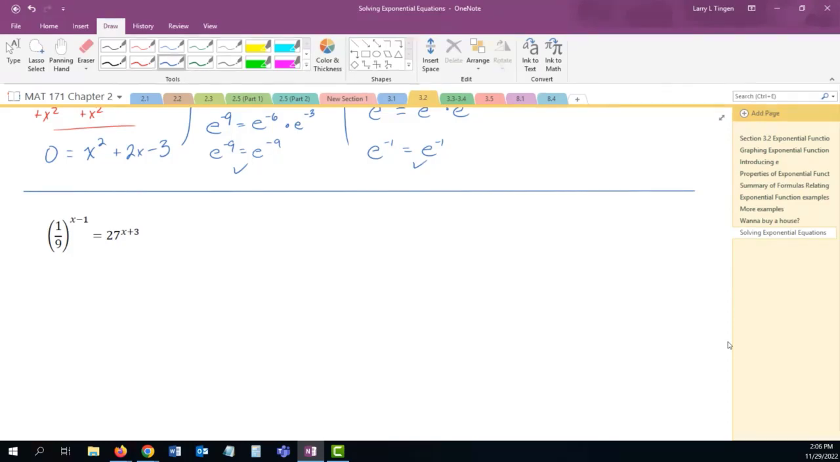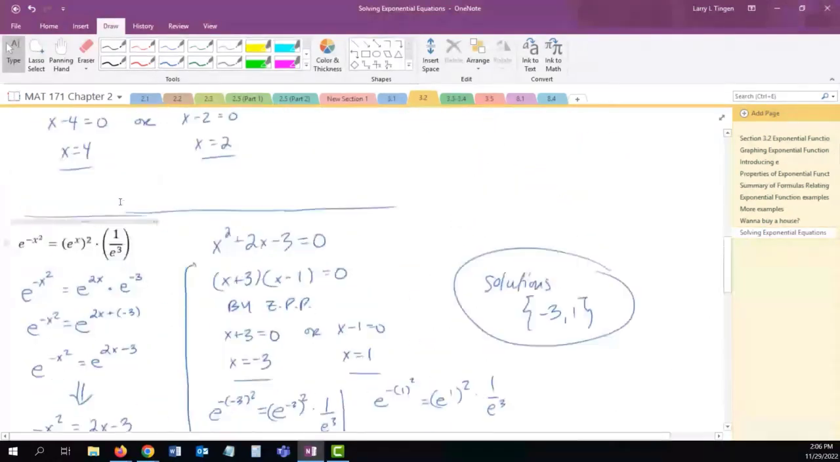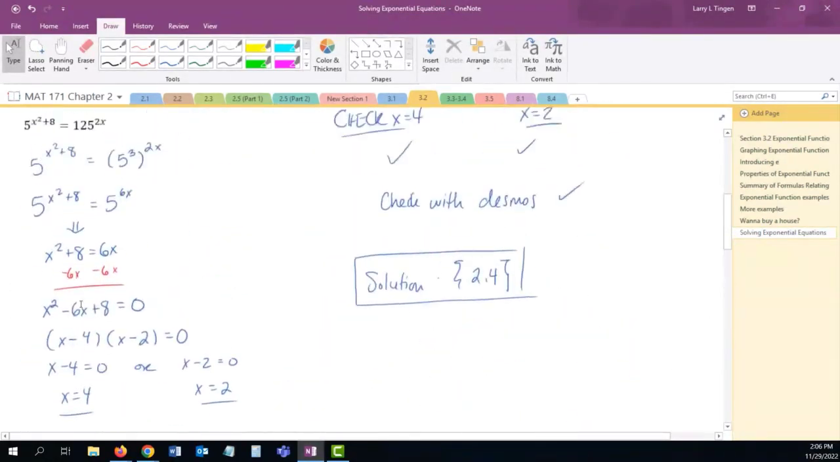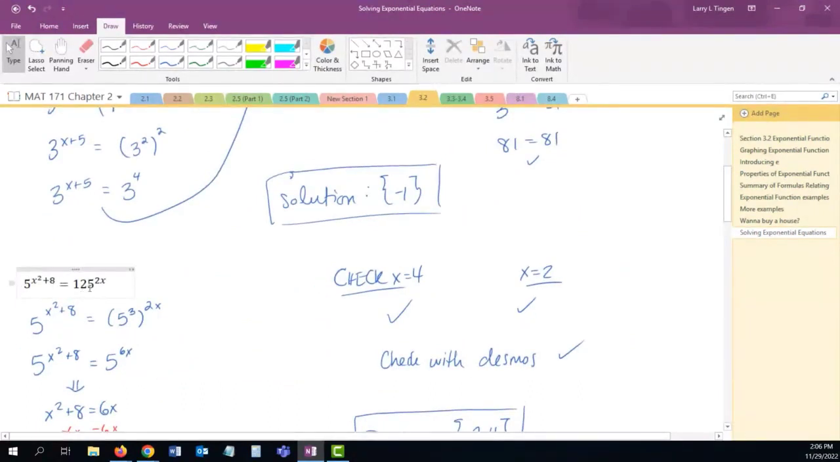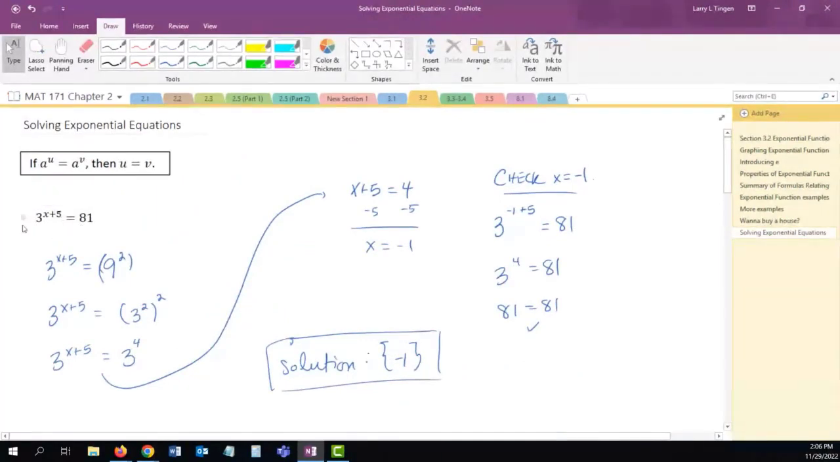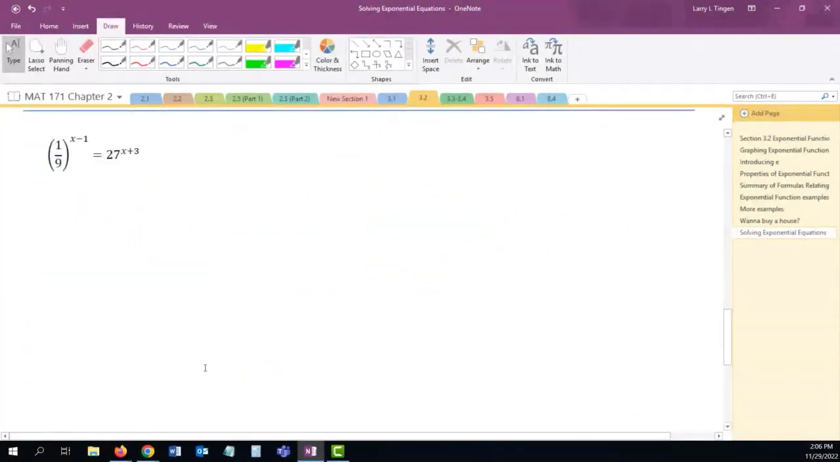So, last problem here. Every time before this, one of the bases was the base I wanted to turn the other one into. Prior to this, I had bases on both sides. I wanted to end up with e. On this one, I had a 5 and a 125. I turned the 125 into a 5. Up here, I had 3 and 81. I turned the 81 into 3 to something. Now I have two bases that are neither one of them the base I want, but they both have 3 in them, right?